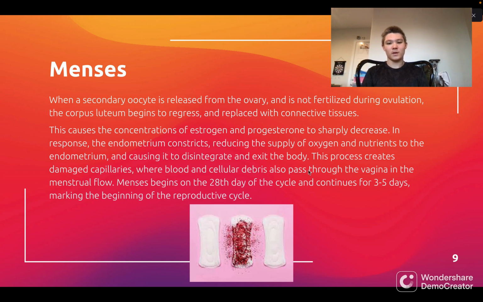and exit the body. This process creates damaged capillaries where blood and cellular debris also pass through the vagina as the menstrual flow. Menses begins on the 28th day of the cycle and continues for 3 to 5 days, marking the beginning of the reproductive cycle.